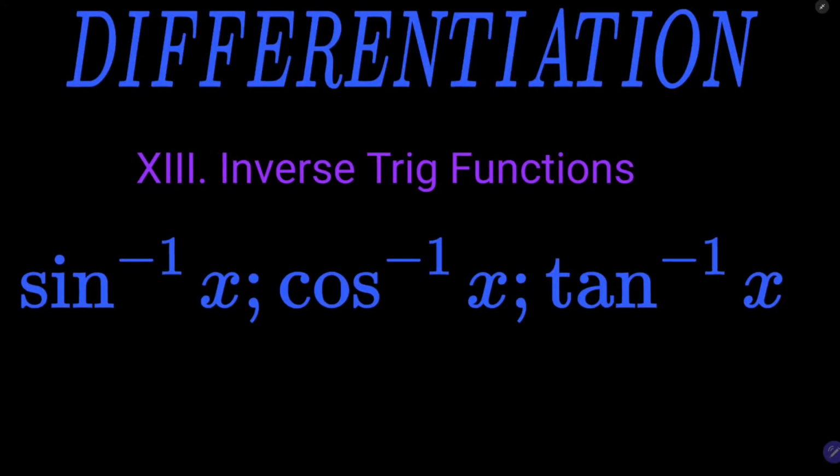Today we are tackling the derivatives of inverse trigonometric functions. We have already worked with sine x, cos x and tan x, but now we flip things around to their inverses. That is sine inverse of x, cos inverse of x and tan inverse of x. We'll derive the formulas carefully step by step using implicit differentiation. Then we'll solve examples to see how these formulas are applied in general.